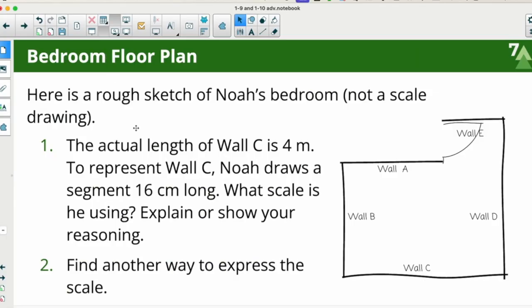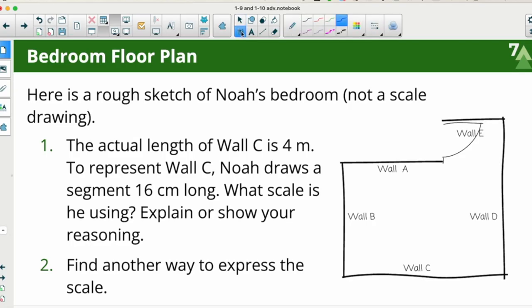So here we have a rough sketch of Noah's bedroom, but it's not a scale drawing. A bedroom wouldn't have wavy walls. It says the actual length of wall C is 4 meters. To represent wall C, Noah draws a segment 16 centimeters long. What scale is he using? Explain or show your reasoning.